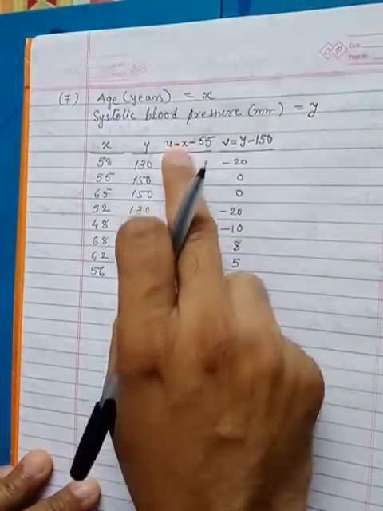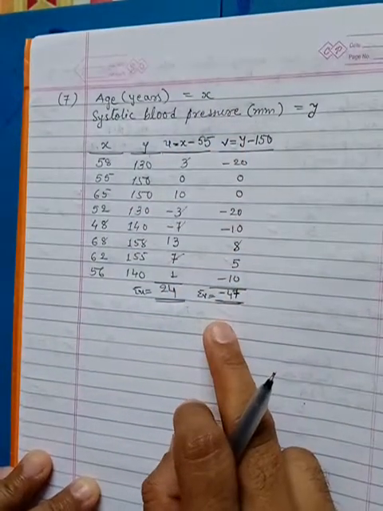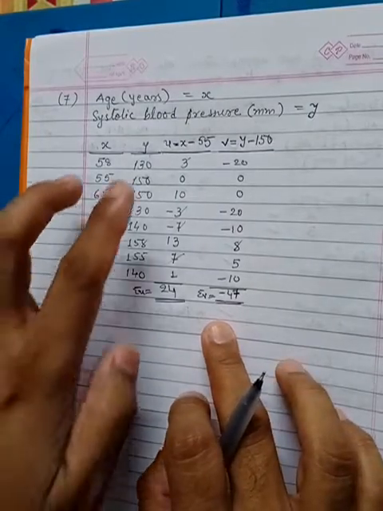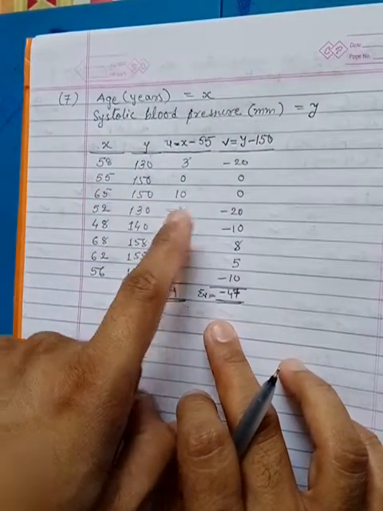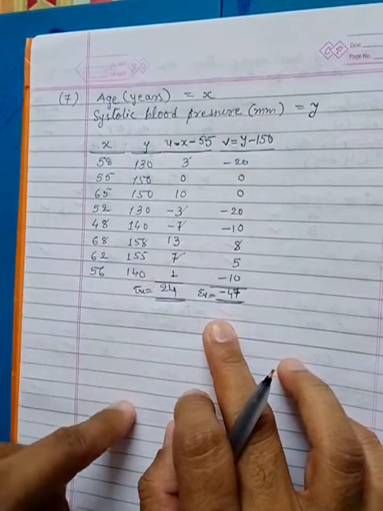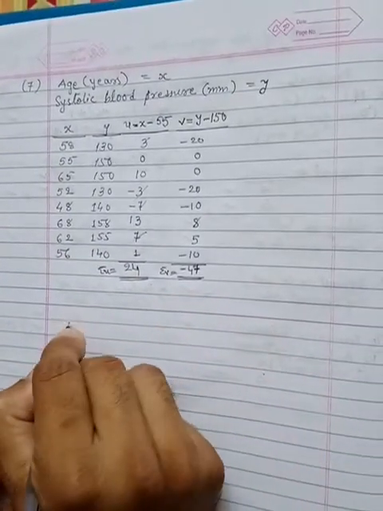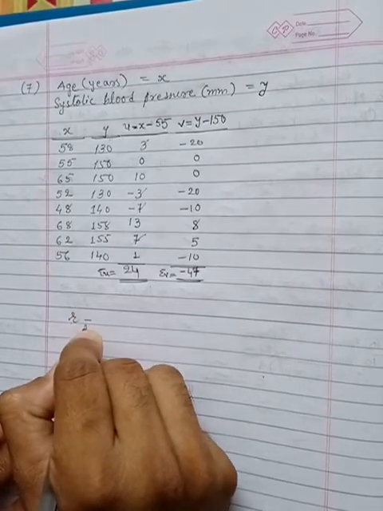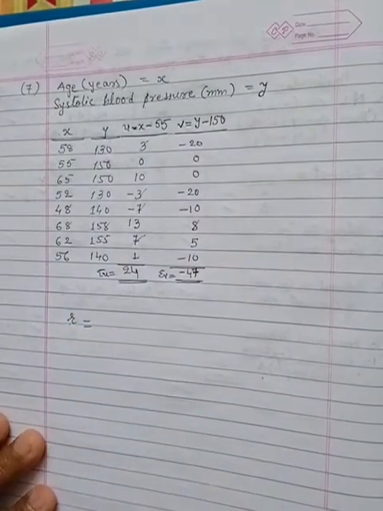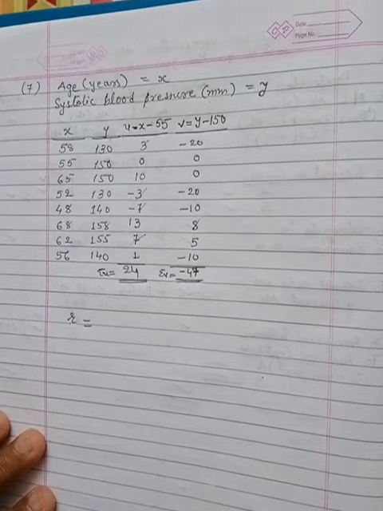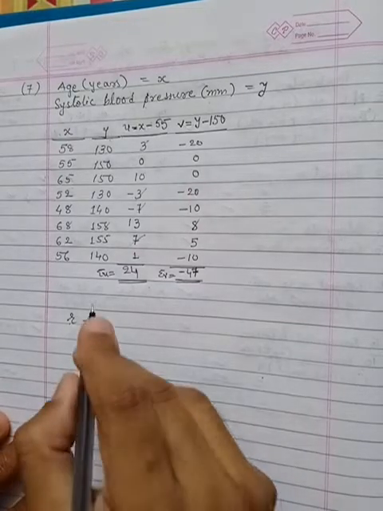So this is your new transformed variables U and V. Instead of taking X and Y values, now we'll take U and V values to calculate our correlation coefficient. For that purpose, what is your formula? Just like the formula you have seen in the XY method, the same formula you have to take here. The only change is, instead of X you replace U, and instead of Y you replace V. So I am writing that formula.